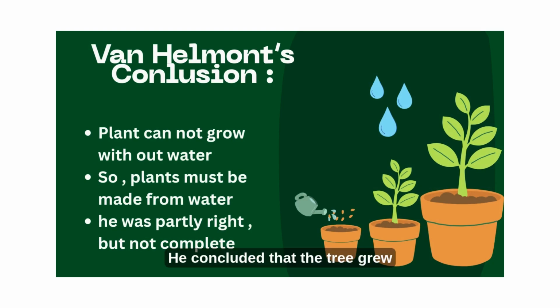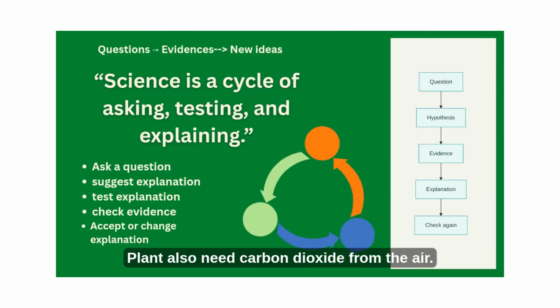He concluded that the tree grew by drinking water. This was surprising. The tree was not made of soil. Van Helmont concluded that plants are made from water, since he had been watering the tree. He was partially correct, but he missed another part. Plants also need carbon dioxide from the air.